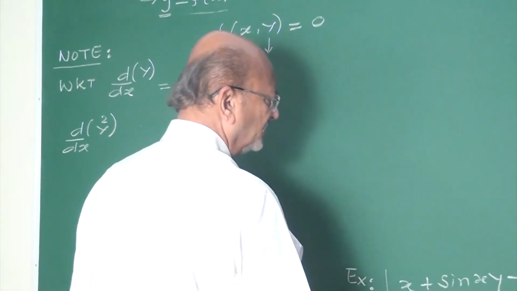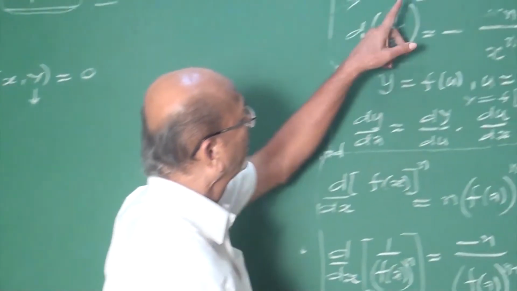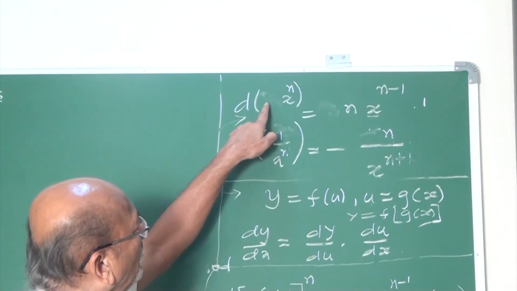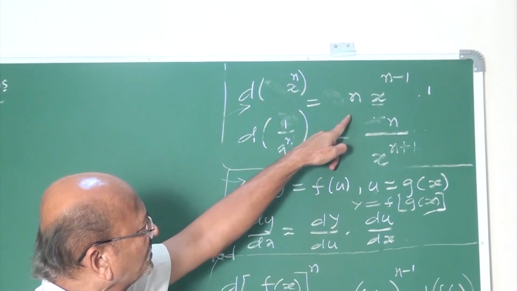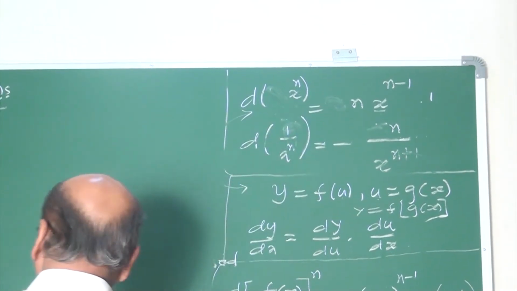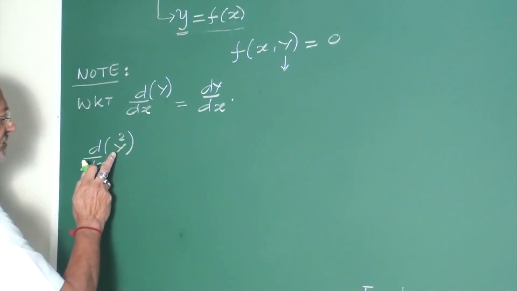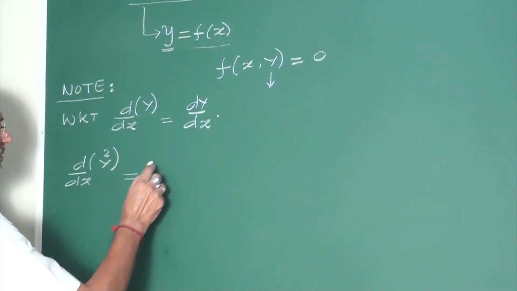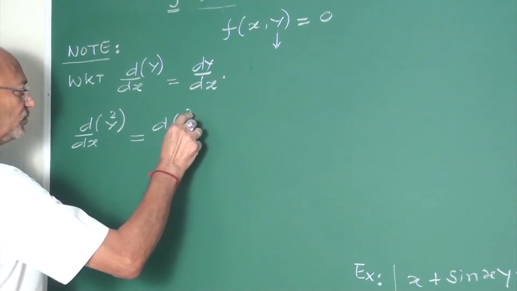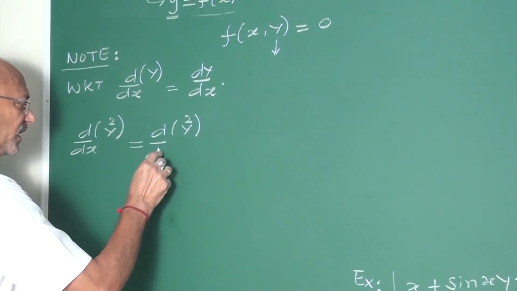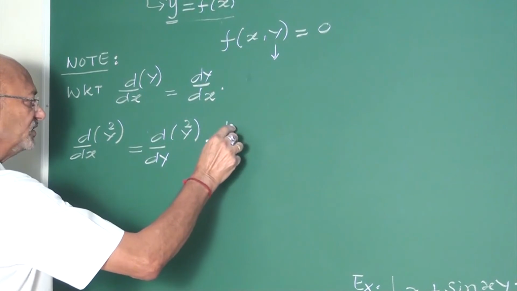What is the derivative of x to the power n? Any power here, the power comes down and x to the power one less. This is in the case of x. If you treat this as y, then in this case, if it is a function of y, first differentiate y square with respect to y, then y with respect to x.